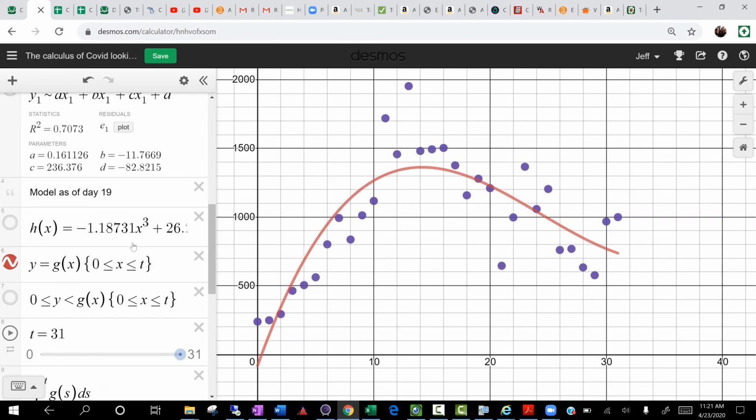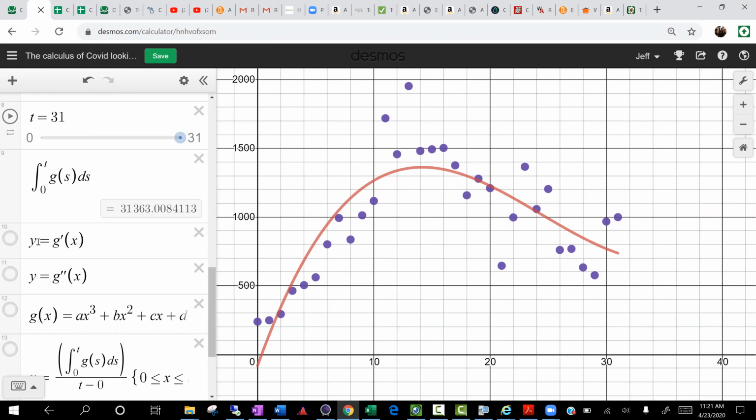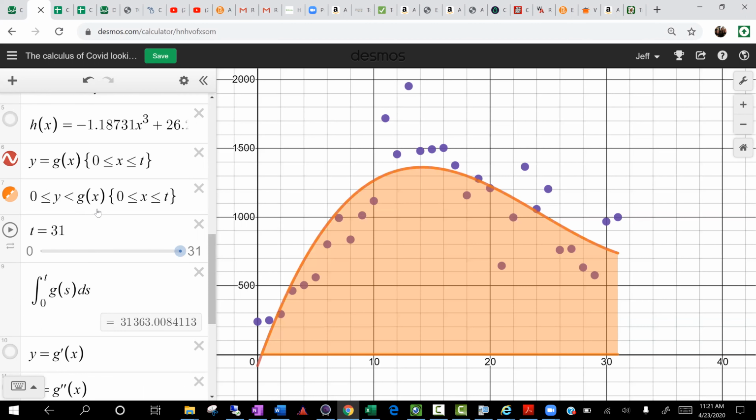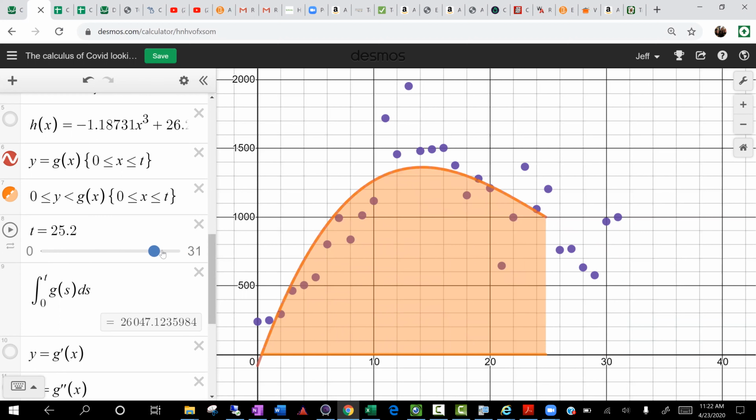But let's take a look at some of the things that are relevant to us here in this class. So if I wanted to find the area underneath this curve, in fact, what I could do is find the average value of this function. And that would tell me on average how many people per day are contracting COVID, how many new cases. So what I'd want is the area. Yeah, so if I scroll, then what you're getting here is the area.